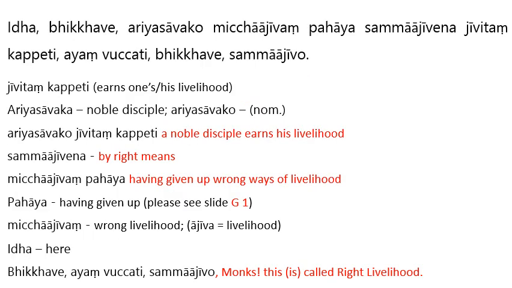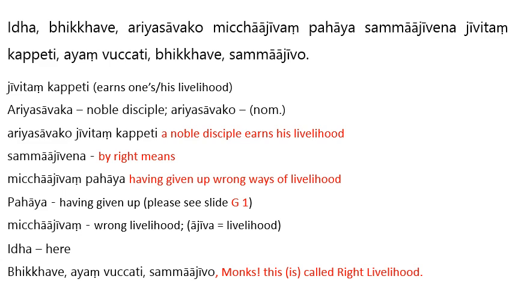Now we will break up the sentence and begin with the part of the sentence where we can find the verb. Here the phrase Jeevitang kappeti means earns his livelihood. Ariya Savaka means noble disciple. Ariya Savako is the nominative form of the noun. Ariya Savako Jeevitang kappeti means a noble disciple earns his livelihood.